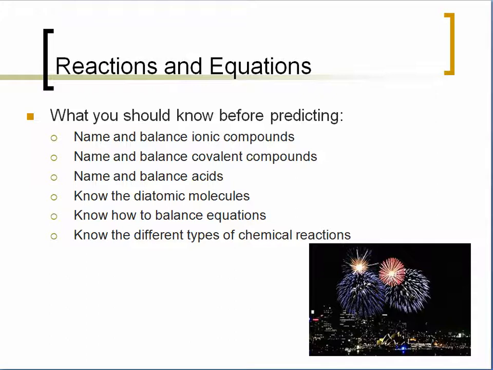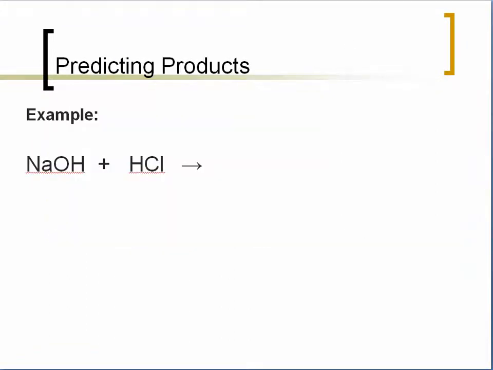So the best way to tackle this is to go by example. In this example, I have two compounds. The first compound is sodium hydroxide, and the second compound is hydrochloric acid. I can immediately tell that this is a double replacement. I have two partners and they're going to switch. The sodium and the hydroxide are going to break apart, and the H and the Cl will break apart, and they will reform with their new partners on the right side.